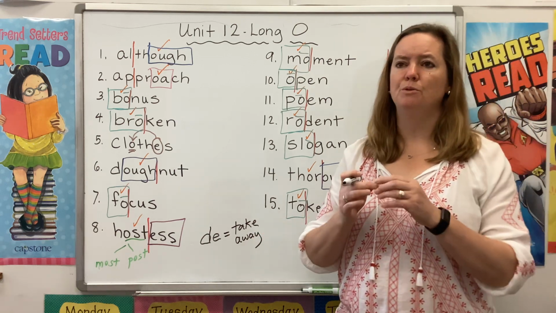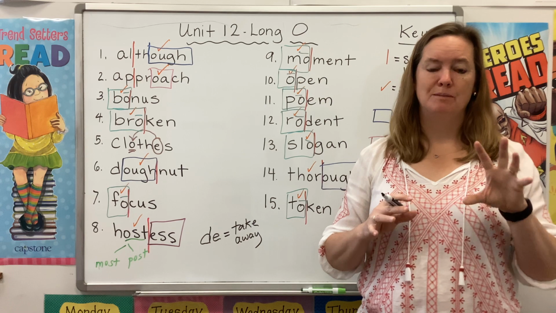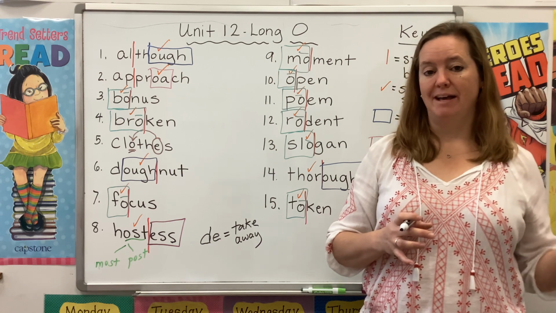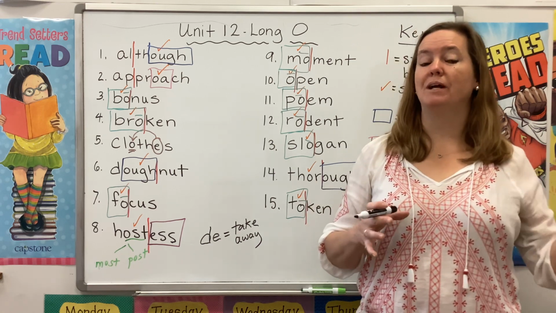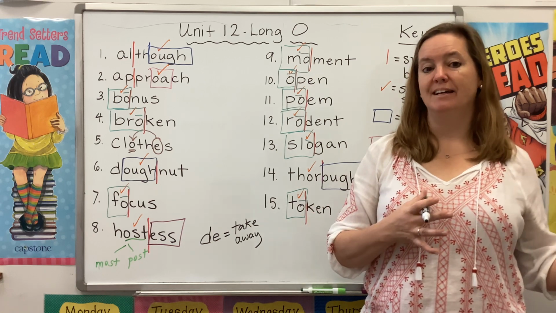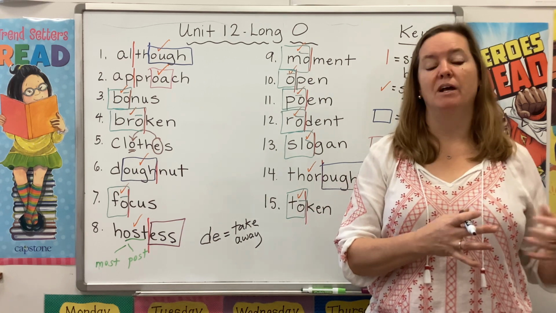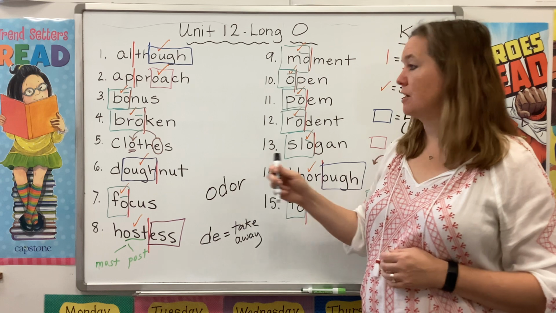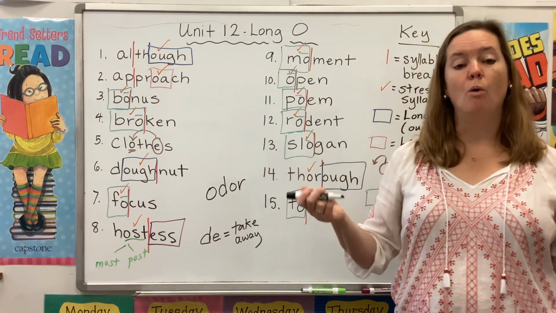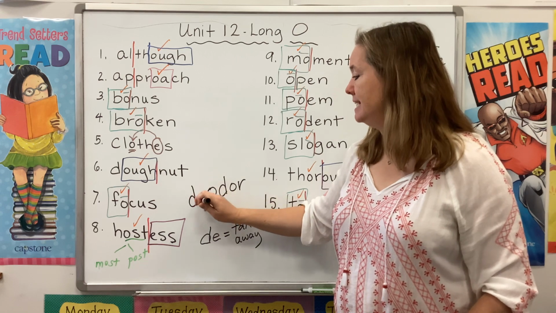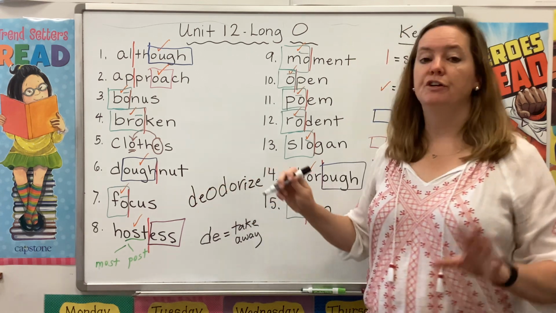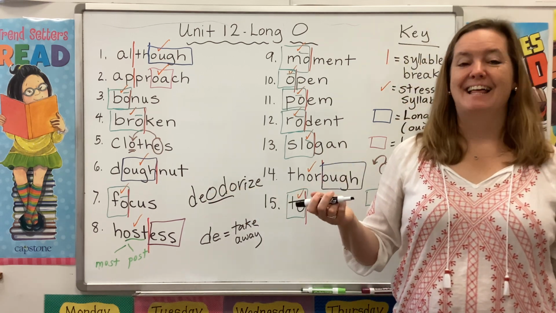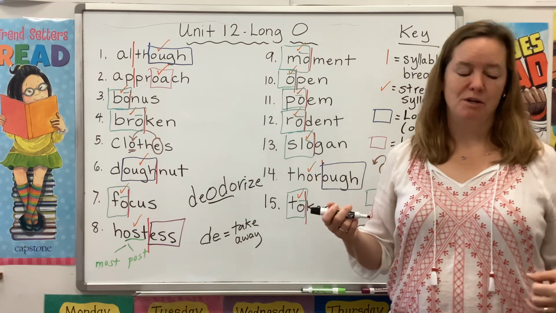So people used to declaw their indoor cats because they didn't want them scratching the furniture. If you declaw a cat, you're taking away its claws. If you dethrone a king or queen, you're taking away their kingdom. You're literally taking the throne away from them. Here's a word that fits our pattern this week, odor, right? An odor is a bad smell. If you deodorize, you're taking away bad odors. If you use deodorant, that is taking away bad odors from your armpits.